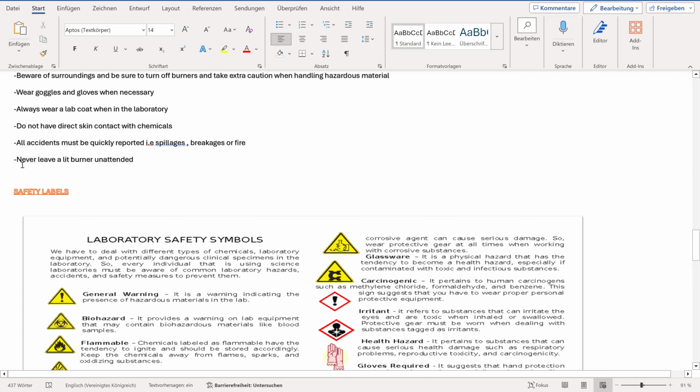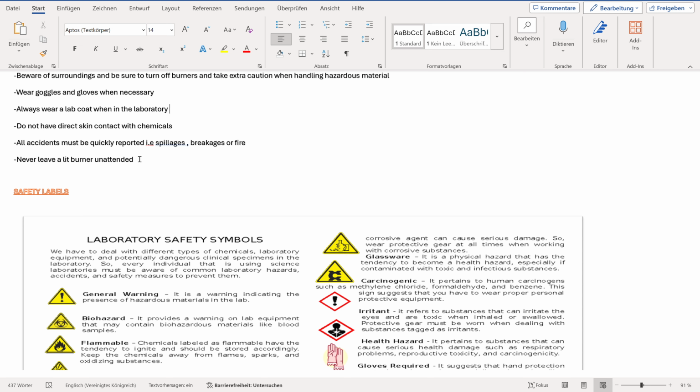Okay. Then we move on to the last laboratory safety rule that I have here. Never leave a lit burner unattended. It is advised for learners, for students, to never leave a lit burner unattended, because you never know what is going to catch fire. That would lead to fire if you leave a lit burner unattended. So you should be very careful when dealing with burners. Never ever leave a lit burner unattended.